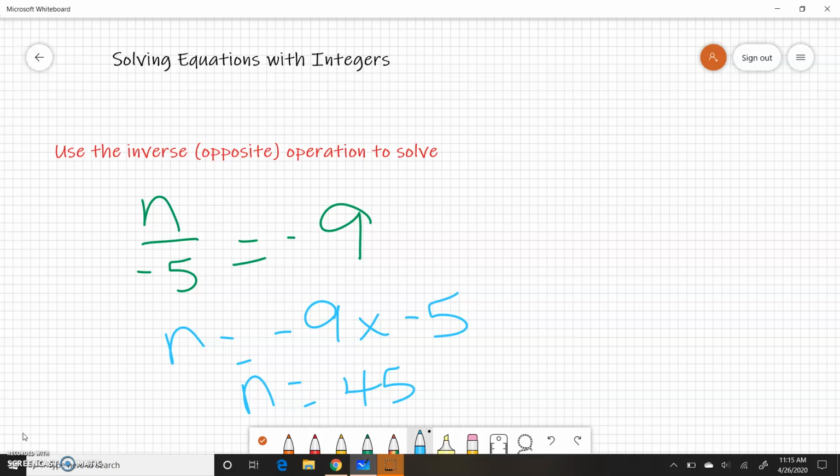And then you can go back and check. So you could put 45 in for n. So 45 divided by -5, what would you get? You'd get 9 and it would be negative. So if I look back into my original question, my 45 fit.